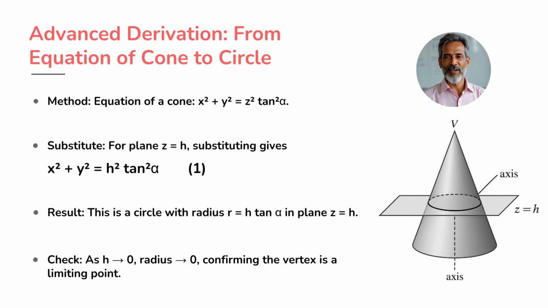This equation clearly represents a circle lying in the plane z equals h, with radius r equals h times tan alpha. If h equals 0, the radius also becomes 0, meaning the circle collapses into the vertex point of the cone. And there it is, our circle derives straight from the cone. A perfect slice, no geometry mess, just pure algebraic elegance.